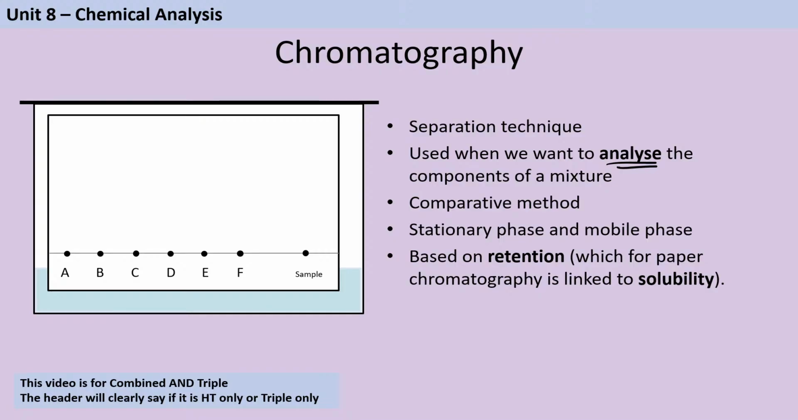All types of chromatography, regardless of which one it is, have a stationary phase, which is going to stay still, and a mobile phase, which is going to move. And the results that we get are based on retention. So it's based on the attraction to the stationary phase and the attraction to the mobile phase. So if a substance is really attracted to the stationary phase, it will stay quite low down. If it's really attracted to the mobile phase, it will move quite far. And when we're thinking about paper chromatography, this is linked to solubility. So if a substance is very soluble, it's very attracted to the solvent, which is the mobile phase. If it's very insoluble, then it's very attracted to the stationary phase, which is the paper.